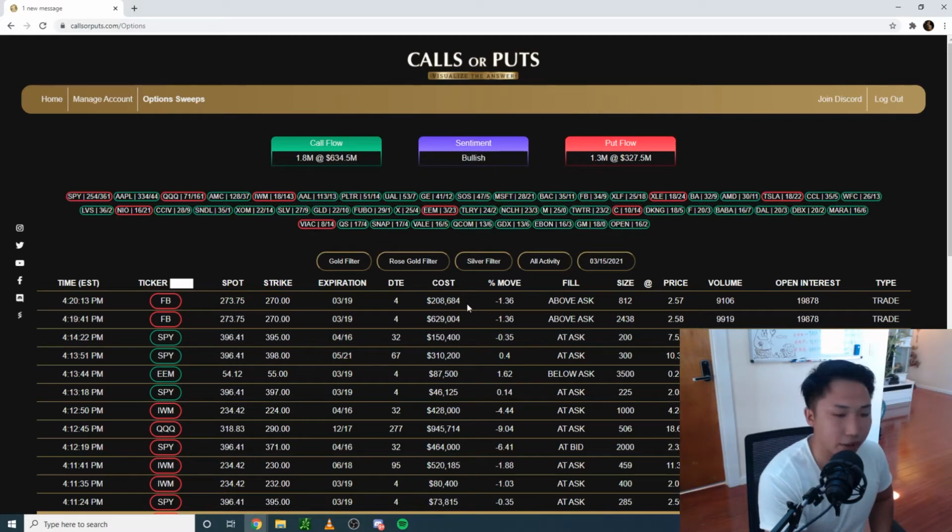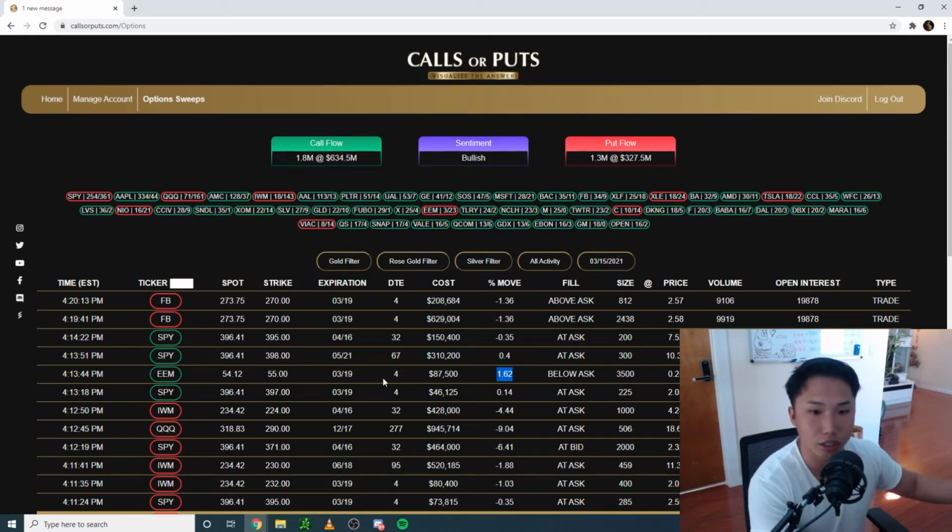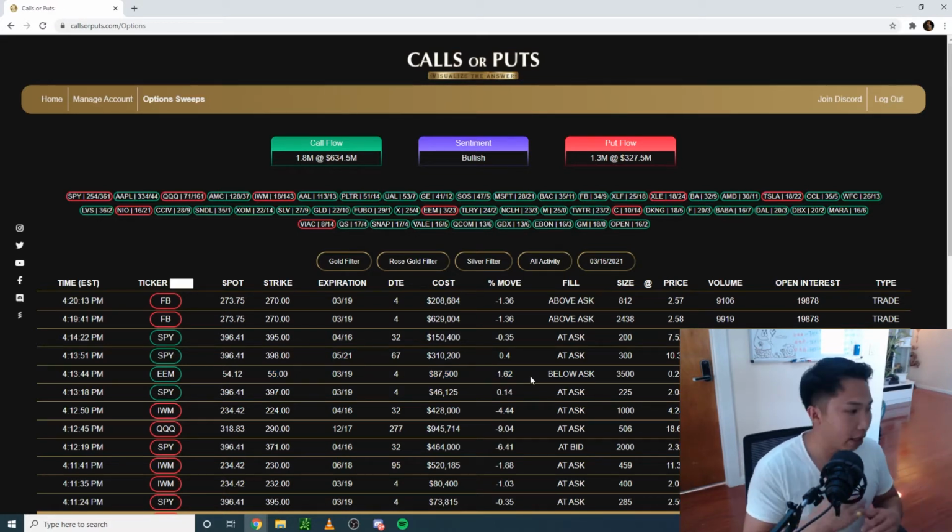Cost is the total amount that the person spent on this position. Percent move means the percent move necessary to reach the strike price. This one, the strike is obviously under the spot price, so it's negative 1.36%. If it's above, let's say for this one, EEM, it would be 1.62% to reach that specific strike price from the current spot price. Again, this is static, as in it won't move, because this calculation is made in regards to the current spot price and the strike price. So it won't change unless another sweep comes in.